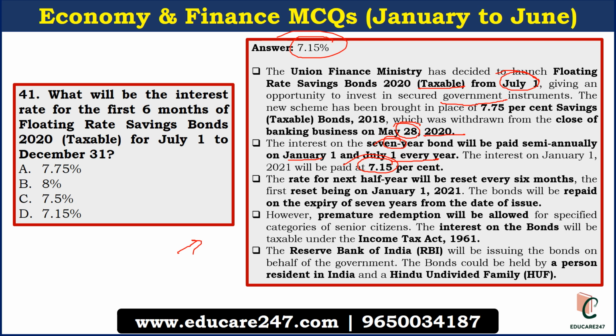This is a very important point. Keep this point in your mind. You can also redeem this bond prematurely. Premature redemption is allowed. The interest on the bond will be taxable under the Income Tax Act 1961. This is also a very important point. Reserve Bank of India will be issuing the bond on behalf of the government, and the bond could be held by a person resident in India and a Hindu undivided family. So remember all these important points related to bonds.